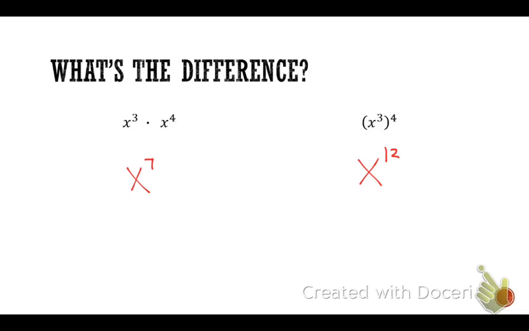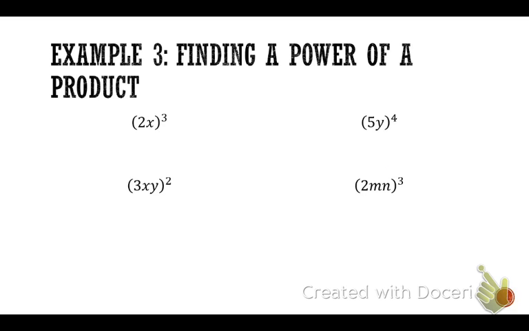So we kind of see the difference. All right, one more example, example 3. Finding the power of a product. What does that mean? The power of a product. Well, here's where the product is. It's inside the parentheses. This is 2 times x together, making 1 term.